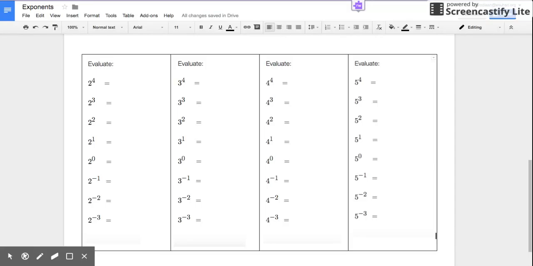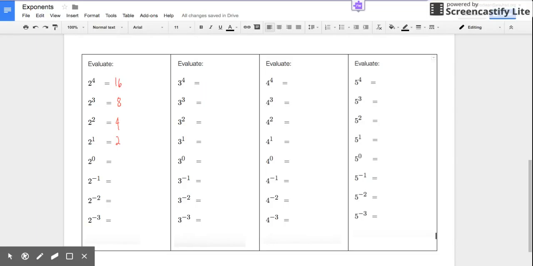2 to the 4th, we know that's going to be 2 times 2 times 2 times 2, which is 16. And 2 to the 3rd is 8. And we know that 2 to the 2nd is 4. And 2 to the 1st is 2. Now, what is 2 to the 0? We're stuck a little bit. So let's go back to what we have here so far.